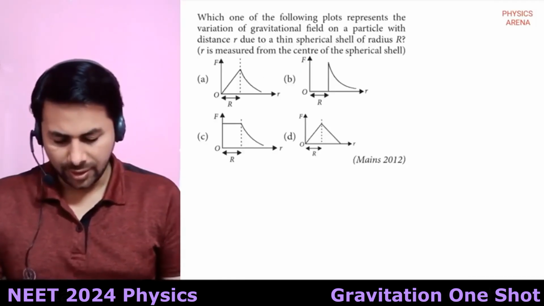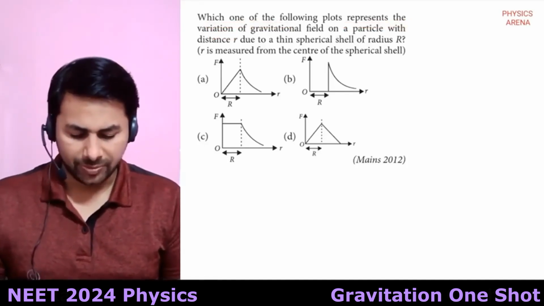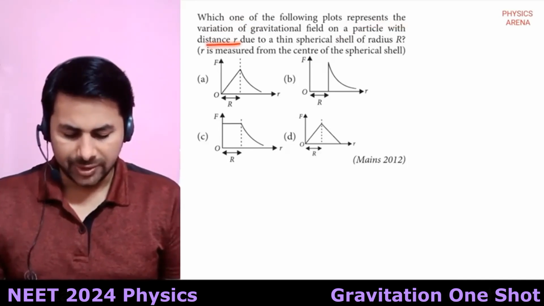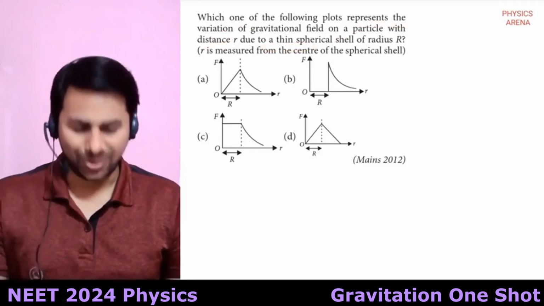Next question. Which one of the following plots represents the variation of gravitational field on a particle with distance small r due to a thin spherical shell of radius r?